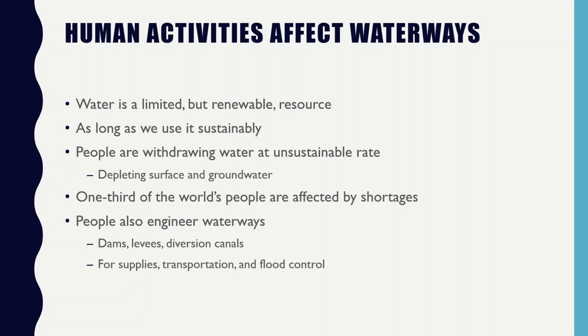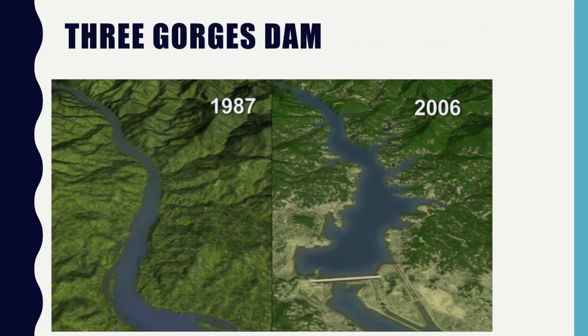People also engineer waterways. They put up dams, levees, and diversion canals for supplies, transportation, and flood control. One of the largest dams in the world is the Three Gorges Dam in China. You can see the before and after satellite photos. When you put up a dam to create a reservoir and also for hydroelectric power, you create a big lake behind it and you flood the area. In China, they moved people out. They can do that because it's a communist government, so they can just move people whenever they want, and created this big reservoir.